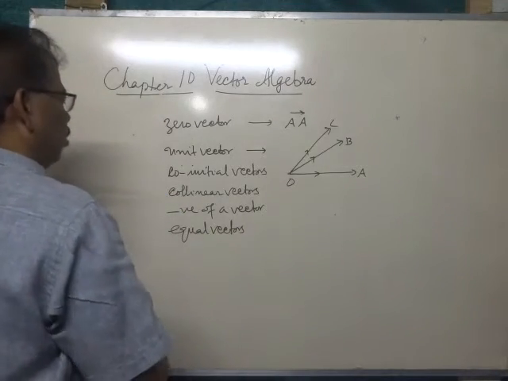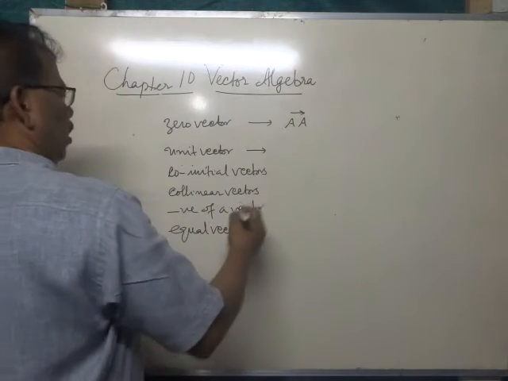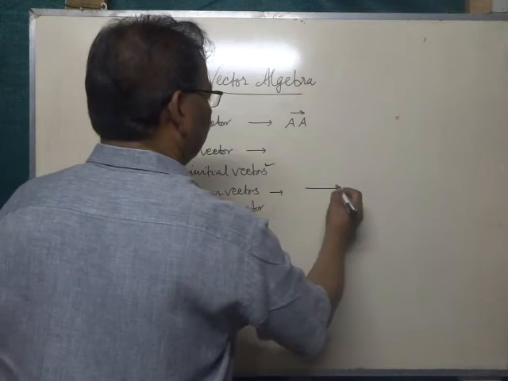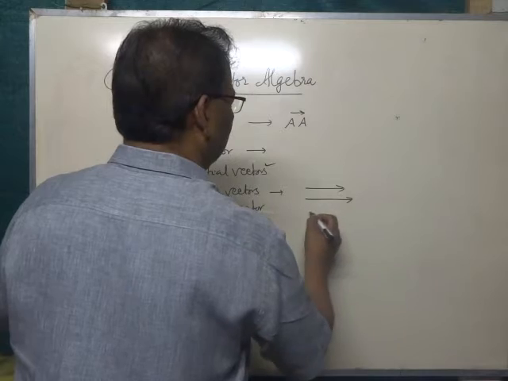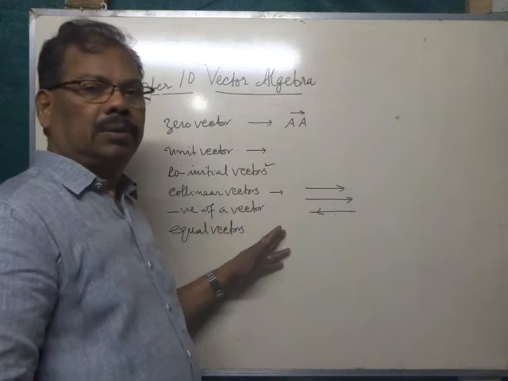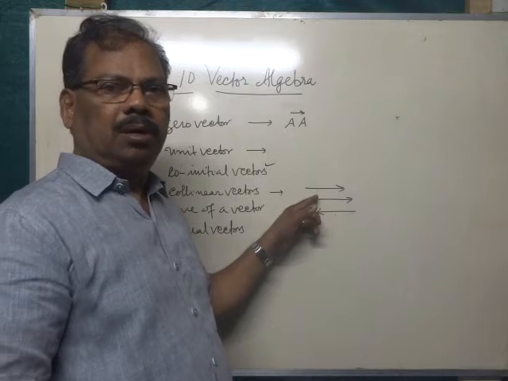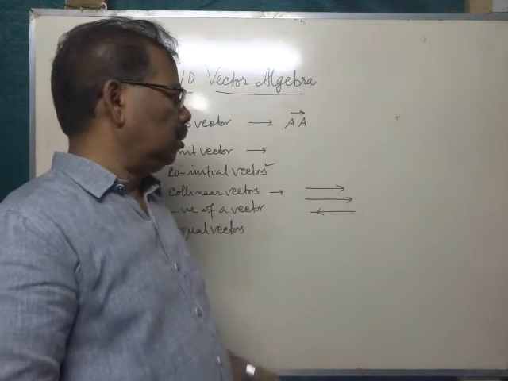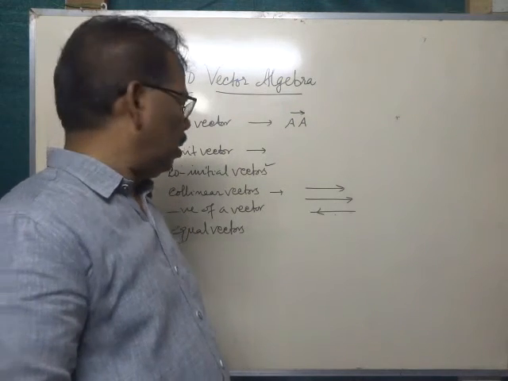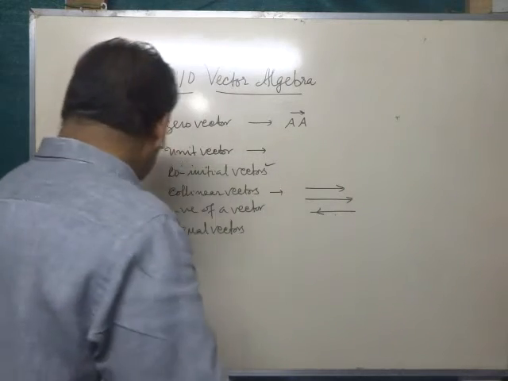Now, what is meant by collinear vectors? If we get parallel vectors, we call them collinear vectors. That means a vector can be represented by a scalar multiple of the other. Whether it is in the opposite direction is not a problem. So collinear vectors are parallel vectors.